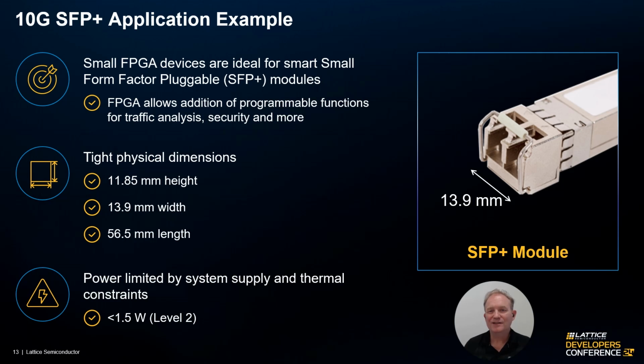So first, it's a very small form factor application. We see that the dimensions of the module are 11 by 13 by 56. And we also see that these modules have very tight power budgets. There's a variety of different levels that are defined. In our customer base, we're seeing a lot of the customers trying to achieve level 2 operation, which requires that you keep the overall power consumption below 1.5 watts. So let's take a little bit more of a look into this application space.